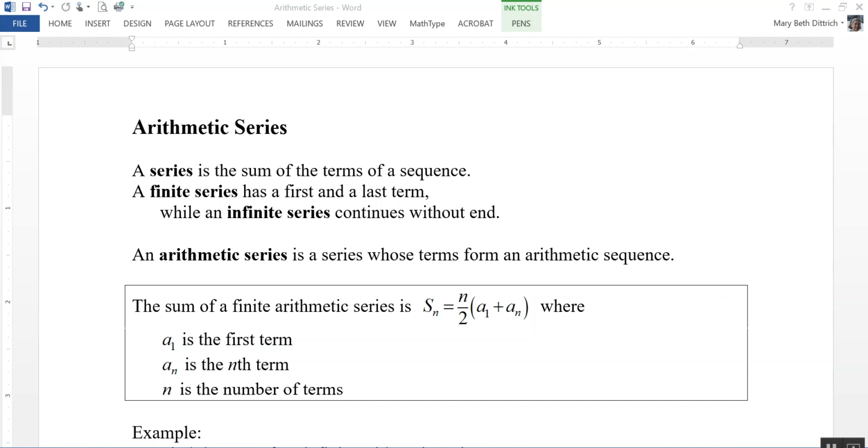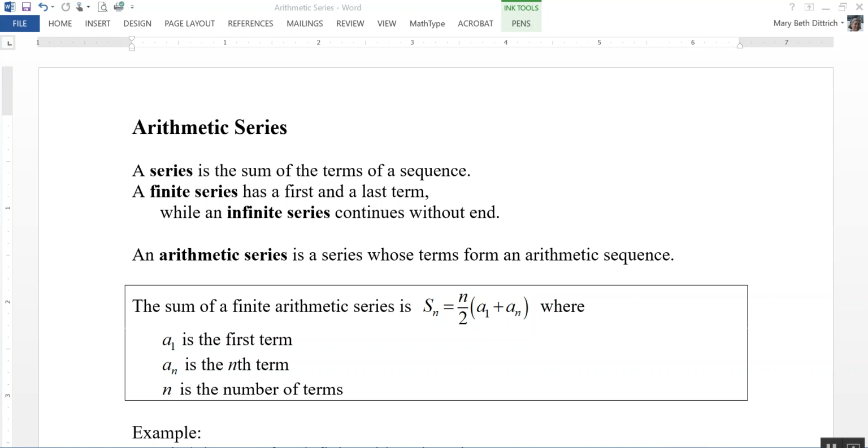This video is on arithmetic series. A series is the sum of the terms of a sequence. A finite series has a first term and a last term, while an infinite series continues without end. An arithmetic series is a series whose terms form an arithmetic sequence.